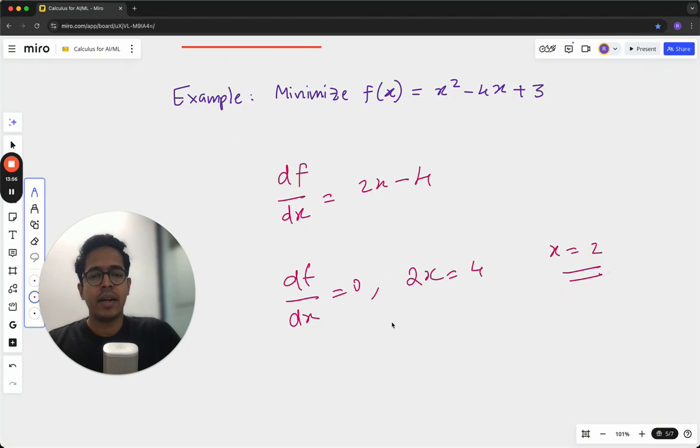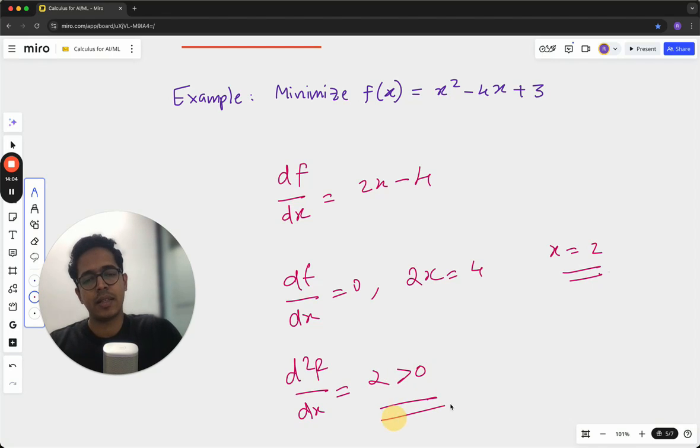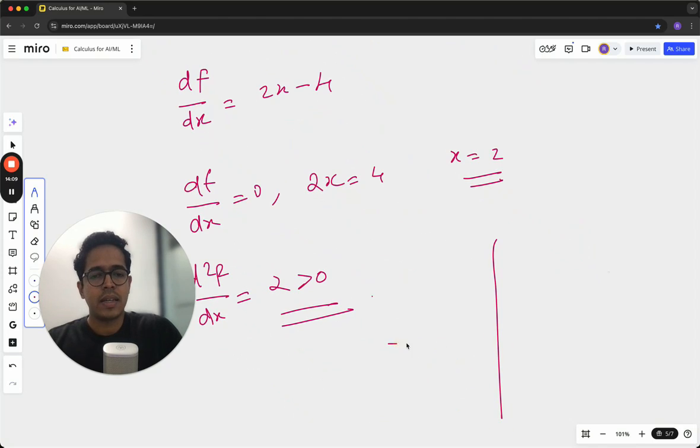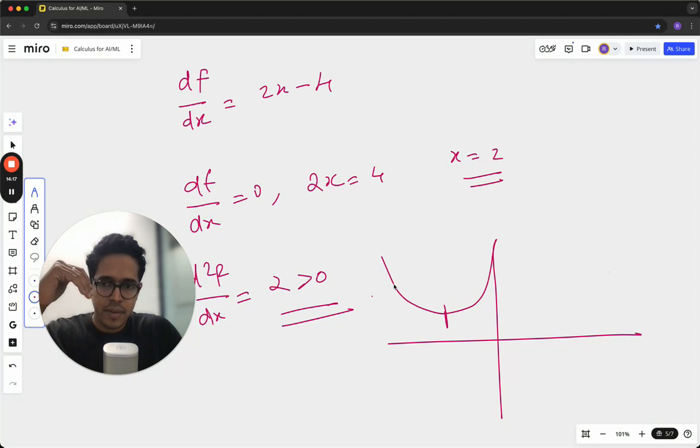We can calculate d square f by dx square. So d square f by dx square equal to 2, which is greater than 0. So that is a minima. And all of this you can easily visualize. So basically, if you have a minima like this, here df by dx is what? In this half, the derivative is negative. Then here derivative is 0.